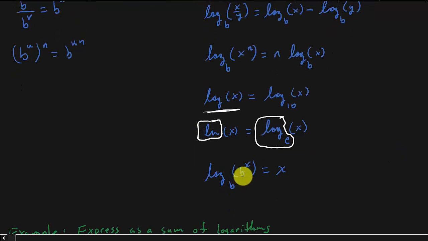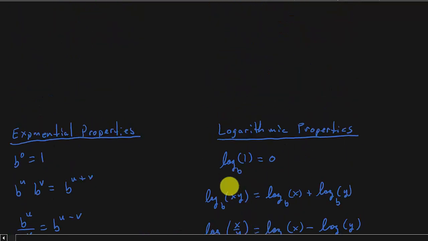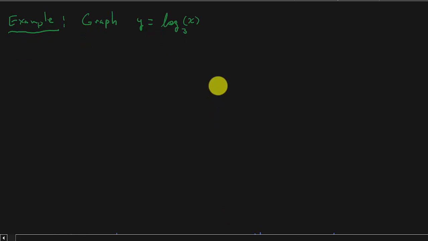And then this one, the log of b to the x with base b. What this is saying, if the base of the log and the base of the exponent are the same, then your answer is the exponent. Okay, so we're going to use this one to graph. Okay, we'll need this property here to do some graphing. All right, so let's look. Let's make an XY table.